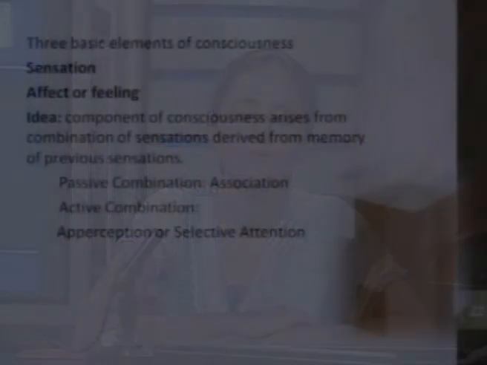The third component, that is the combination of sensation and feeling, arises from the combination of sensations and the memories of previous sensations. And how do these combinations take place? First, there is passive combination. They say these are through association. Ideas are associated together passively to form certain simple ideas, and we have complex ideas, and this is through active combination. The process is called apperception or selective attention.